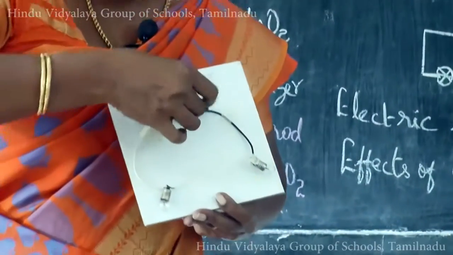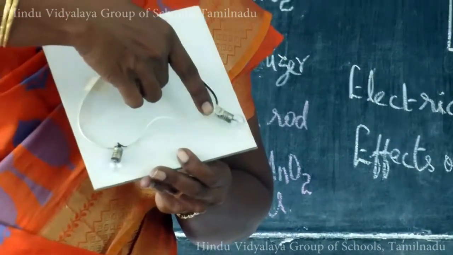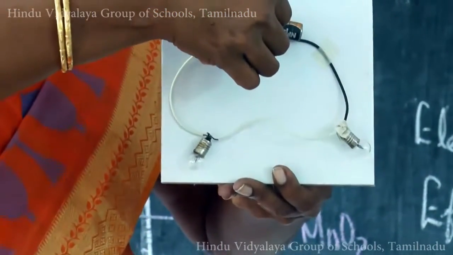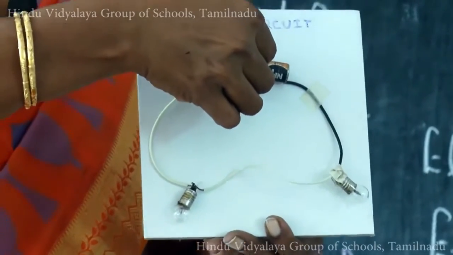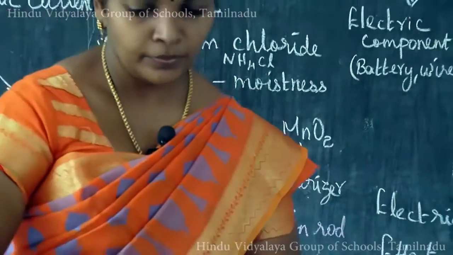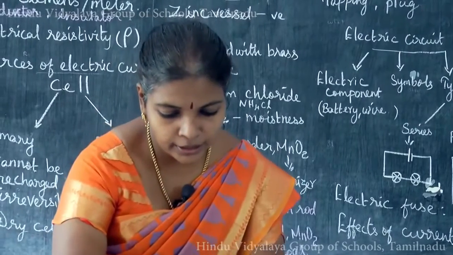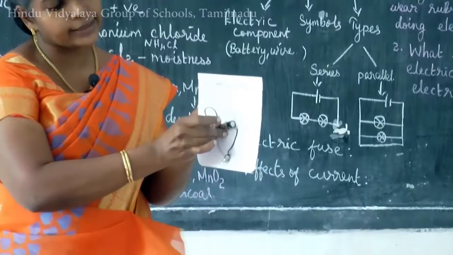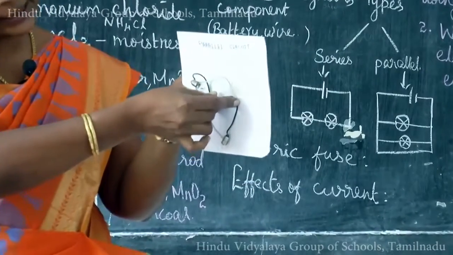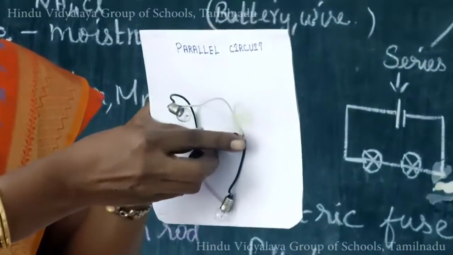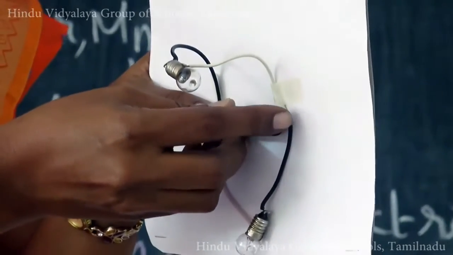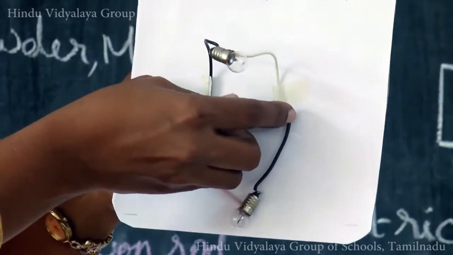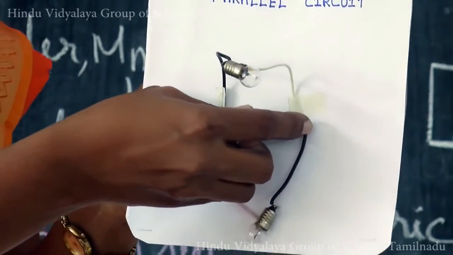See this circuit? Here the battery is connected to two bulbs through a single path, that is a closed path. That is a series circuit. And next, parallel circuit, here current flows through different paths. It flows through two branches. So the two bulbs are placed at different positions. Understand? So I hope you understand the difference between parallel circuit and series circuit.